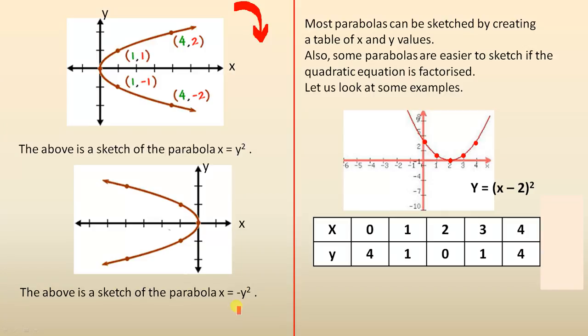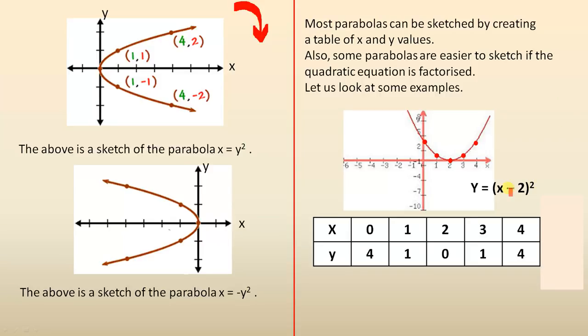Now, x equals minus y squared. That gives us that parabola there, and that's just a reflection of this one. So the above is a sketch of the parabola x equals minus y squared, but it is a reflection of this one here. Most parabolas can be sketched by creating a table of x and y values. Also, some parabolas are easier to sketch if the quadratic equation is factorized. Let us look at some examples.